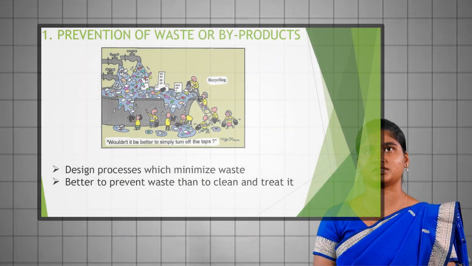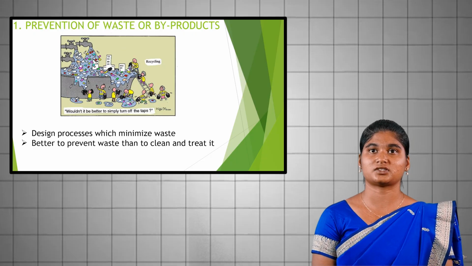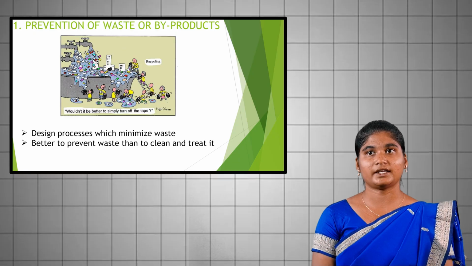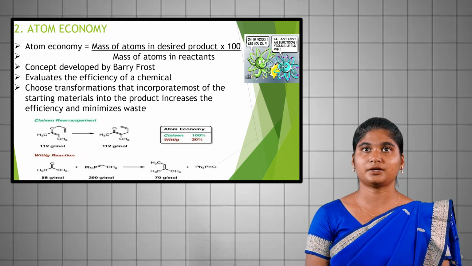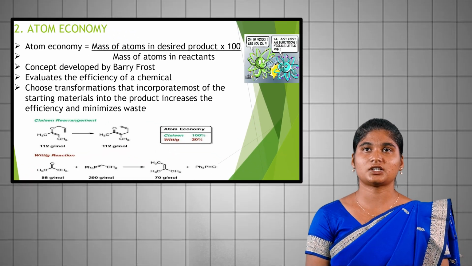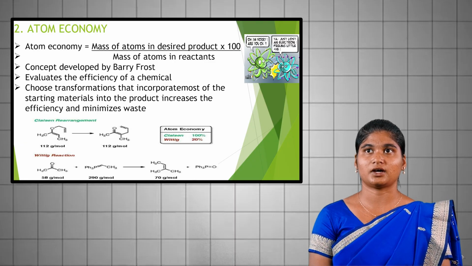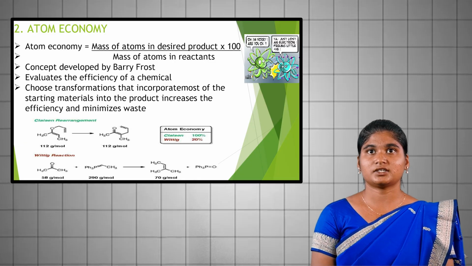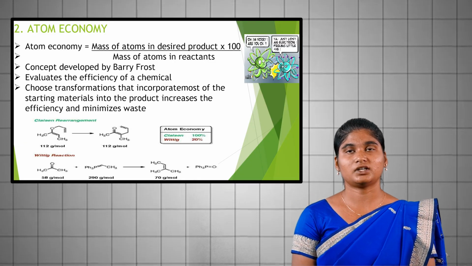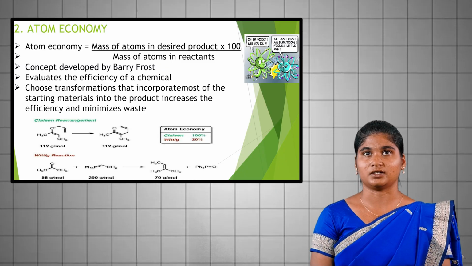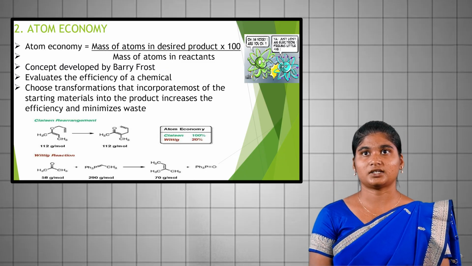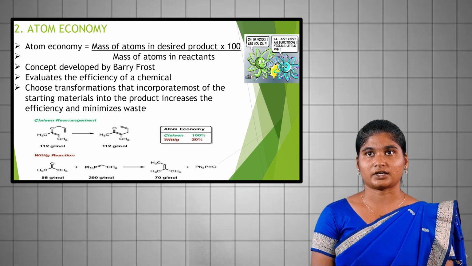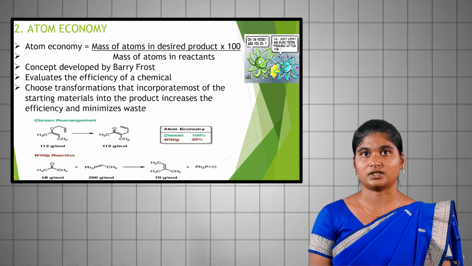Next, prevention of waste or byproducts: design processes which minimize waste. It is better to prevent waste than to clean and treat it. Atom economy: atom economy is equal to the mass of atoms in the desired product divided by the mass of atoms in the reactants. The concept was developed by Barry Trost and evaluates the efficiency of a chemical reaction. Choose transformations that incorporate most of the starting materials into the product, which increases efficiency and minimizes waste.